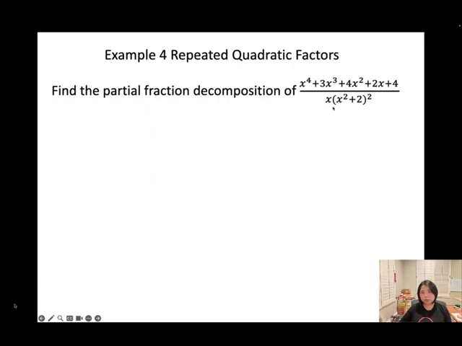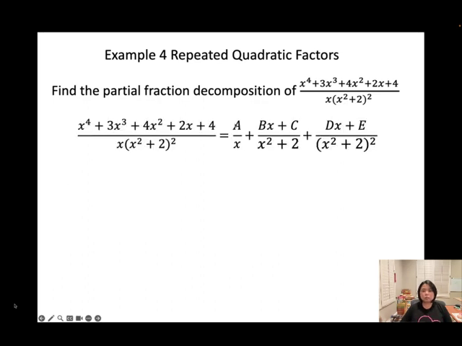First, we do have an x, that will be case 1, so we have A over x. And then we do have a quadratic factor, and the factor is repeated. So we're going to let (Bx + C) over (x squared + 2) with the first degree, and then (Dx + E) over (x squared + 2) squared. The first one, A over x, is case 1. Then (Bx + C) is case 3. And for this one, the factor is repeated, so we're going to use case 2 here.